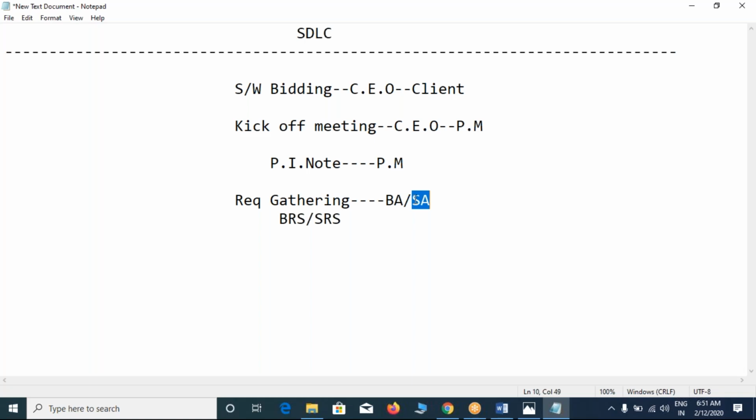You know one thing, if you're working as a testing engineer, a developer, or any software engineer, to understand your work-related requirement, you have to start analyzing the SRS document. Are you clear on my point? BRS stands for business requirement specification. SRS stands for software requirement specification.